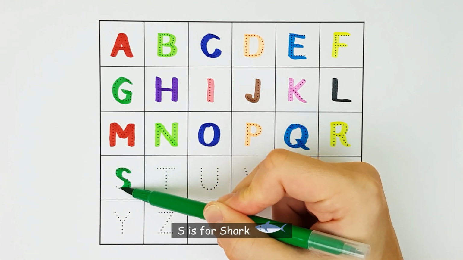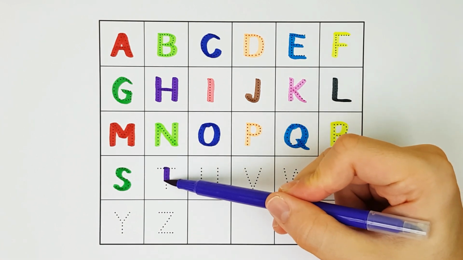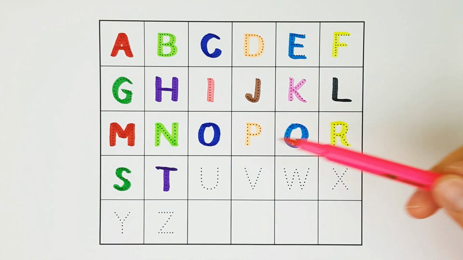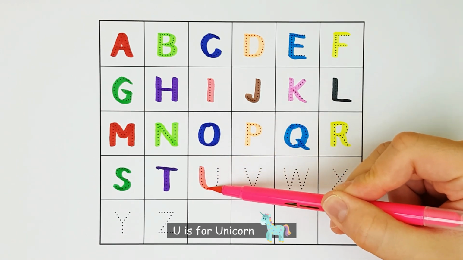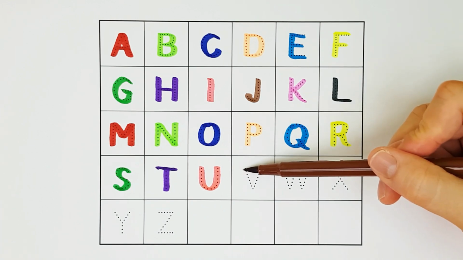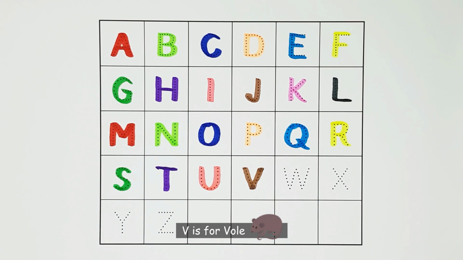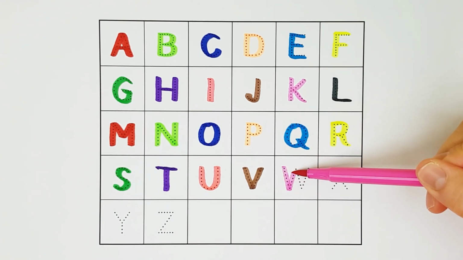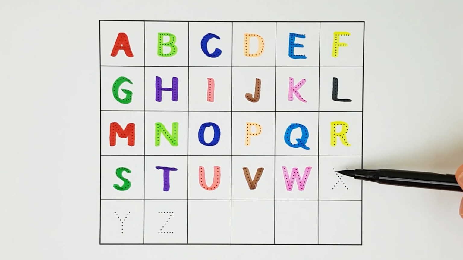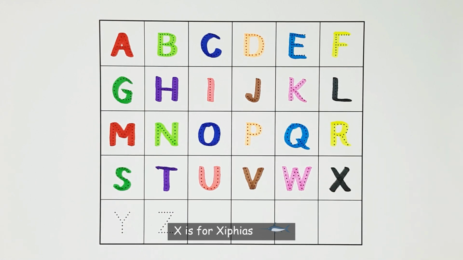S is for shark. T is for turkey. U is for unicorn. V is for vole. W is for woodpecker. X is for zephyrs.